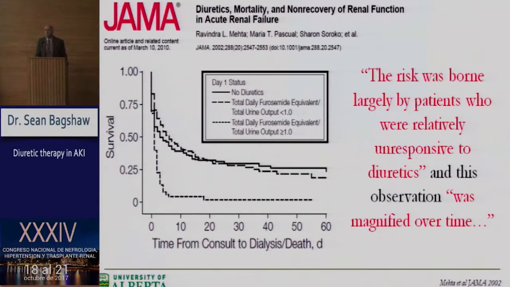And when you looked at the survival curves over time, those patients that did not respond to diuretic therapy, these are the patients that had the worst survival overall. And it's even mentioned in the paper by the authors: the risk was borne largely by patients who were relatively unresponsive to diuretics, and this observation was magnified over time.